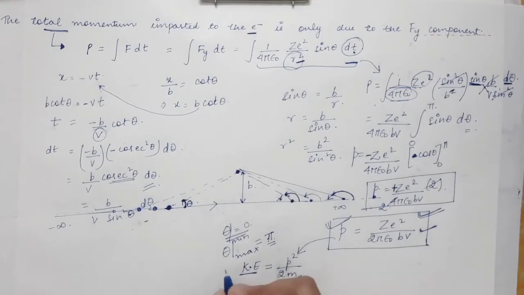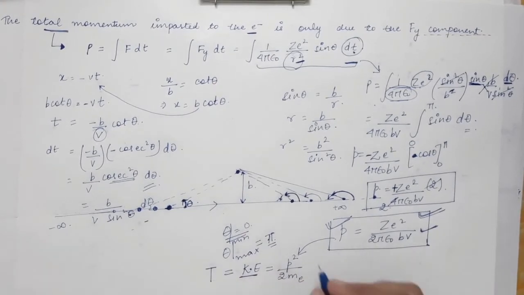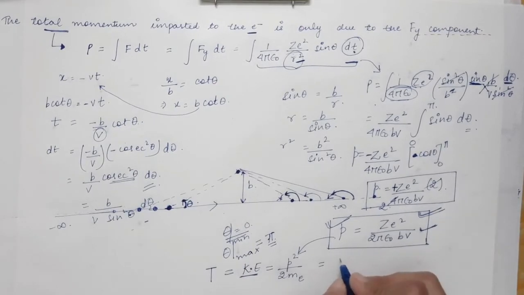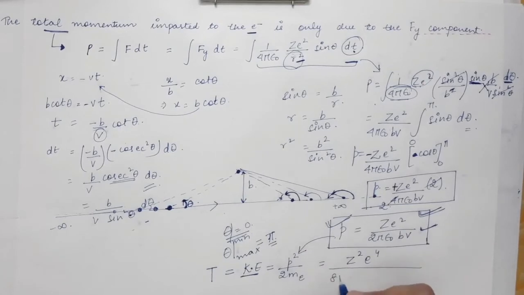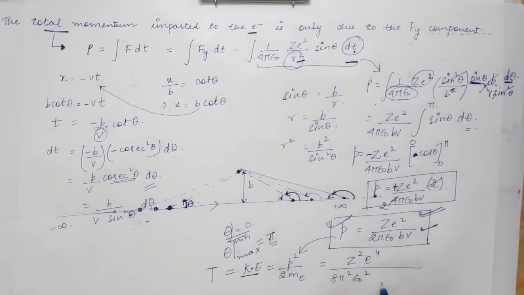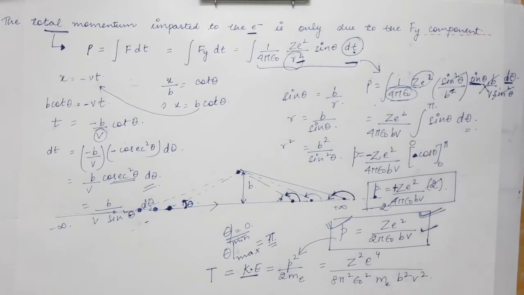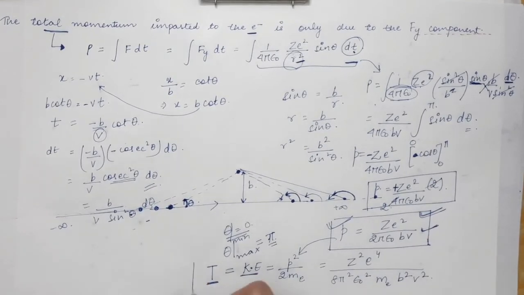The kinetic energy, which is also written as capital T, of the electron due to its interaction with the heavy charged particle is equal to z square e power 4 divided by 8 pi square epsilon naught square mass of the electron b square into v square. This is the final expression of the kinetic energy which is transferred to a single electron.